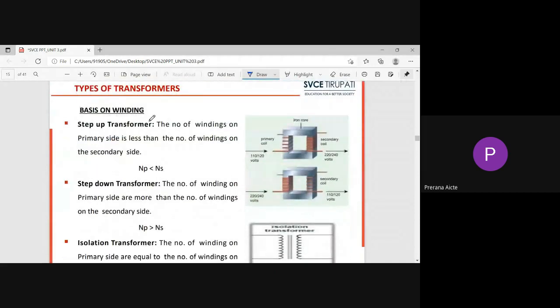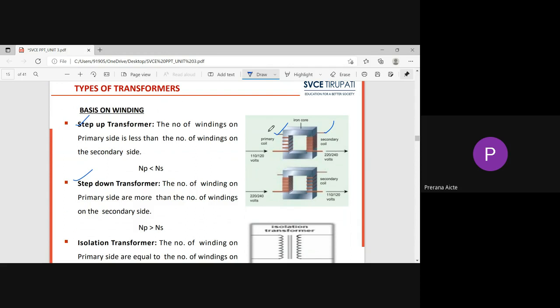See here, there is a step up transformer and a step down transformer. Here we have the primary coil and the secondary coil. On what basis can we say that one is primary and another is secondary? Primary means the winding which is connected to the source; that winding we call the primary coil or primary winding. The winding which is connected to the load, we call the secondary winding.